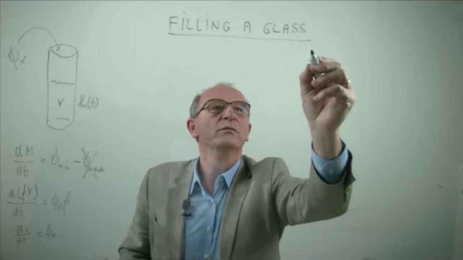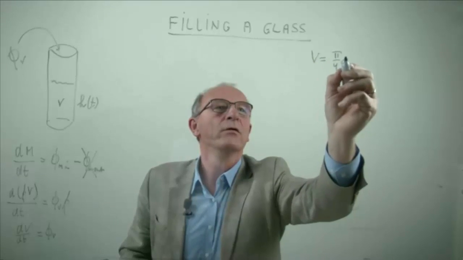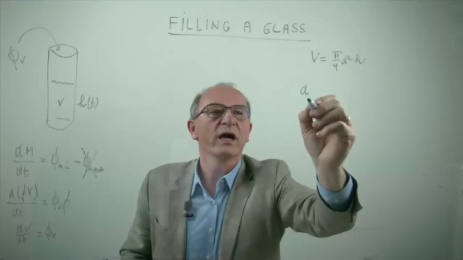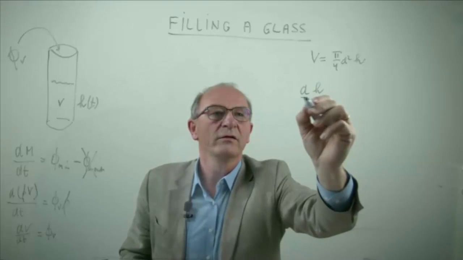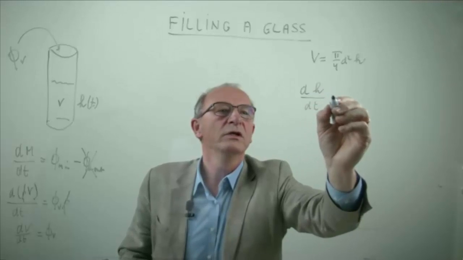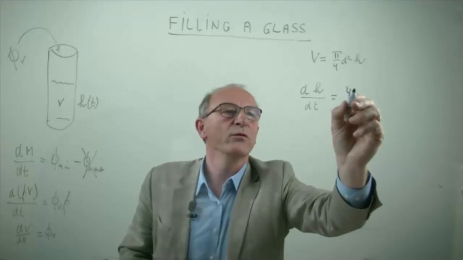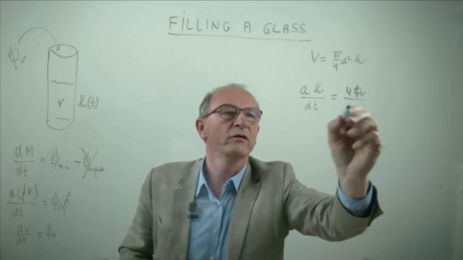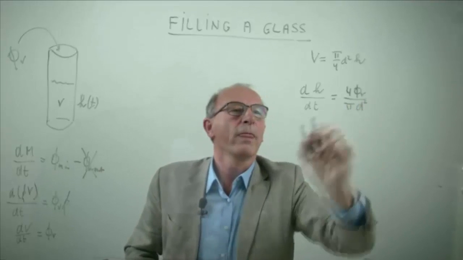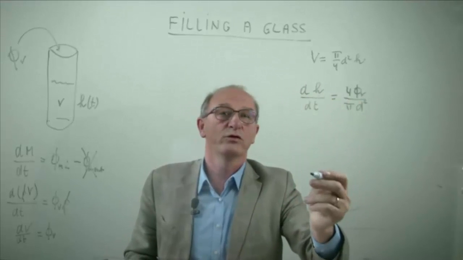So the volume is equal to the surface area multiplied by the height. Well, if we substitute this, then we get the change of height divided by the time, because the height is dependent on the time, is equal to, and then we divide through the surface area, 4 times the volume flow rate divided by pi d squared. And you see, this is in fact a very simple differential equation which we have to solve.